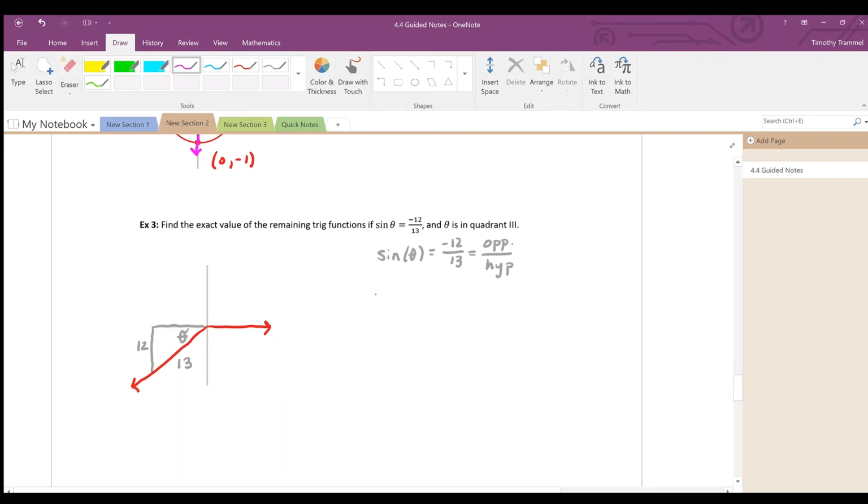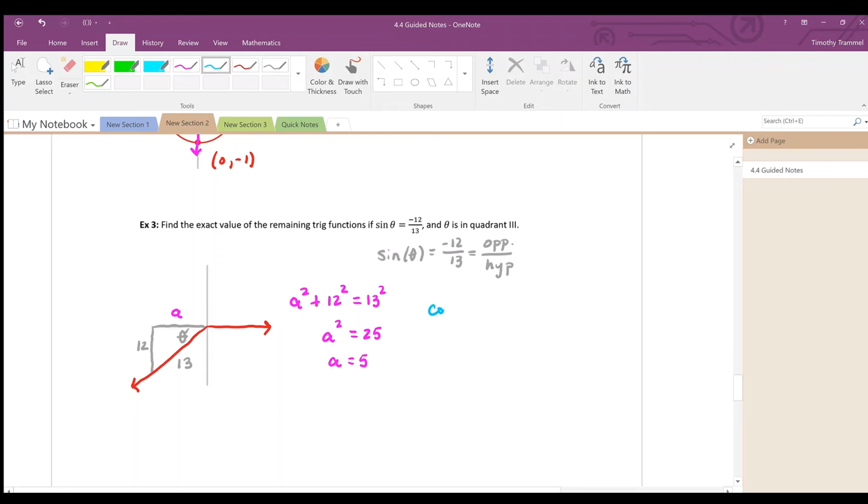Now, if we wanted to compute cosine theta, we're going to need the adjacent side, and you can see that we're actually missing that. I'll call it A for adjacent. And we can use the Pythagorean theorem to figure out what A is. So we have A squared plus 12 squared equals 13 squared. If you subtract 12 squared from each side, we get A squared equals 25, which means that A is 5. And now we can compute the rest of these trig functions.